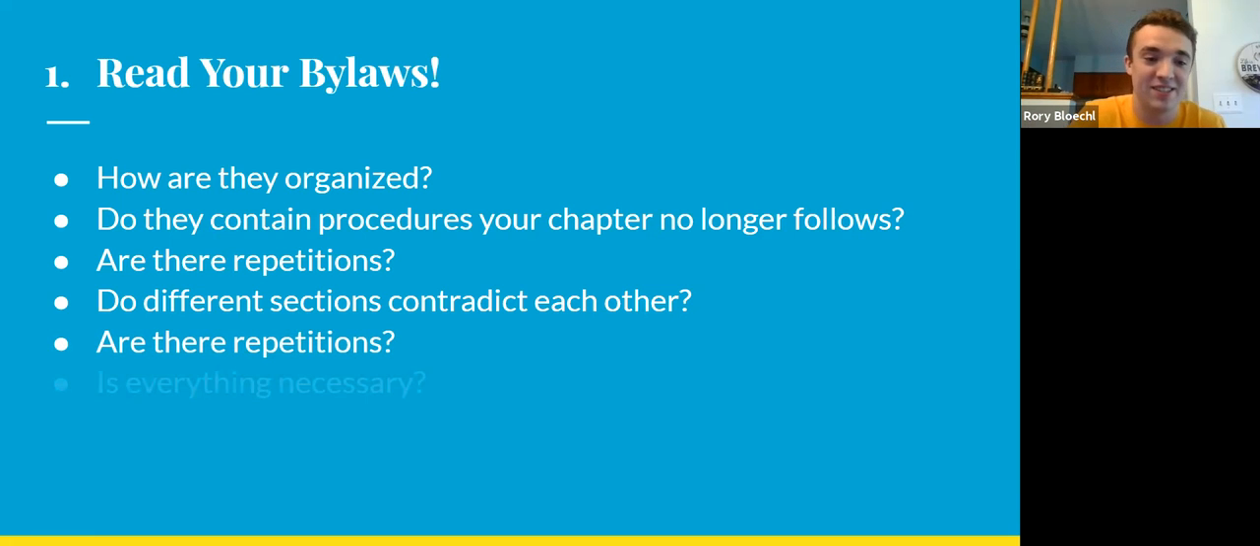Is everything that's in there strictly necessary? Your bylaws should not be like a 30-page document. They should be something that somebody can go to. Obviously, you're not going to read the whole thing front to back every time you need to look something up, but there's really not much that chapter-level bylaws need to cover that would need to be that long.